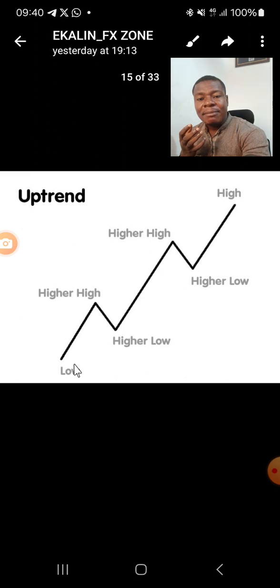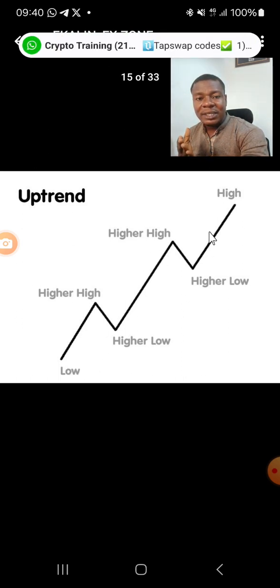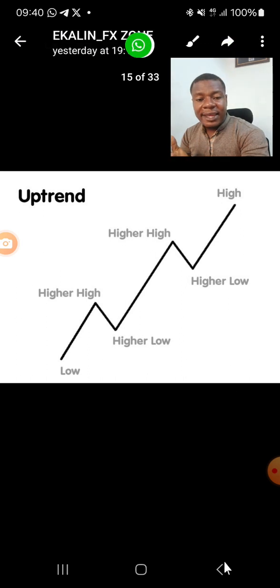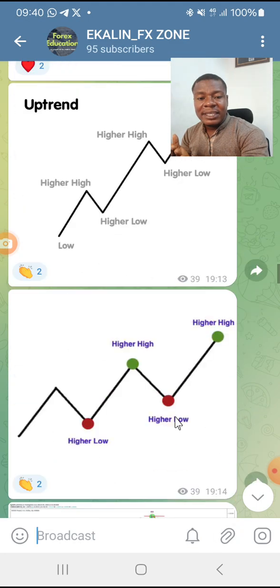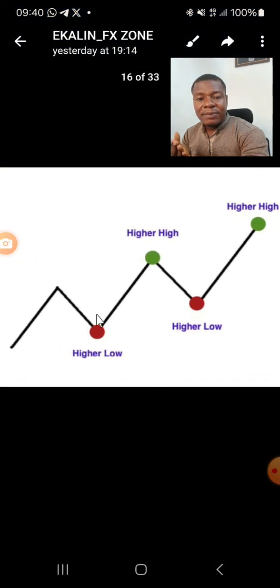So when you see the market in this nature, forming swing highs and then swing lows, swing highs, swing lows, swing highs, it tells you that the market is clearly in an uptrend. So when you open your chart and you see the market in this direction, it is a clear indication that the market is in an uptrend. This picture also depicts the same thing.